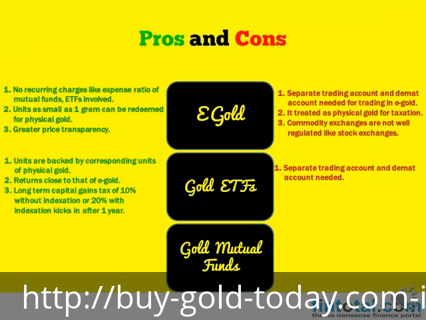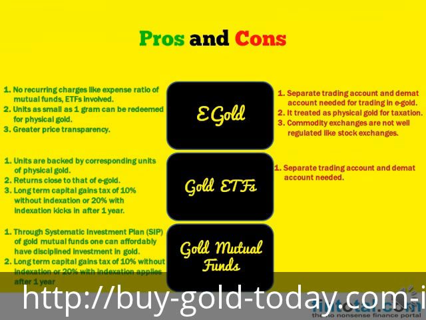Now let's look at gold mutual funds. The first advantage is the SIP option is available, thus it is affordable and instills discipline. Again here, long-term capital gains tax of 10% without indexation or 20% with indexation applies after a year. And the disadvantage of gold mutual fund is the expense ratio of gold ETF is added to gold mutual funds expense ratio. Overall, this leads to high expense ratio when both of these expense ratios add up. And thus the returns are also relatively lesser to the gold ETFs.